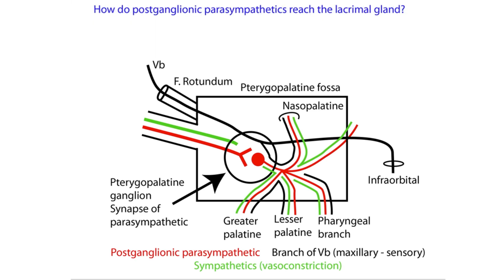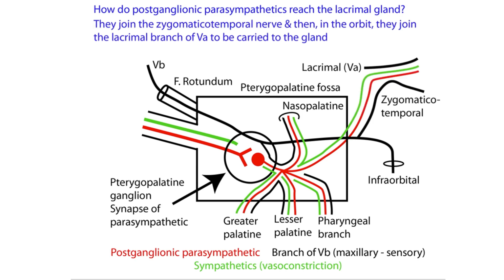Now, somewhat more complex is the fact that these postganglionic parasympathetic fibres must also reach the lacrimal gland if we're going to call the pterygopalatine ganglion the hay fever ganglion. So let's pose the question, how do these postganglionic parasympathetics reach the lacrimal gland? It is indeed a complex route. They join the zygomatico-temporal nerve, and then in the orbit they cross it and join the lacrimal branch of the ophthalmic division of 5A to be carried to the gland itself.